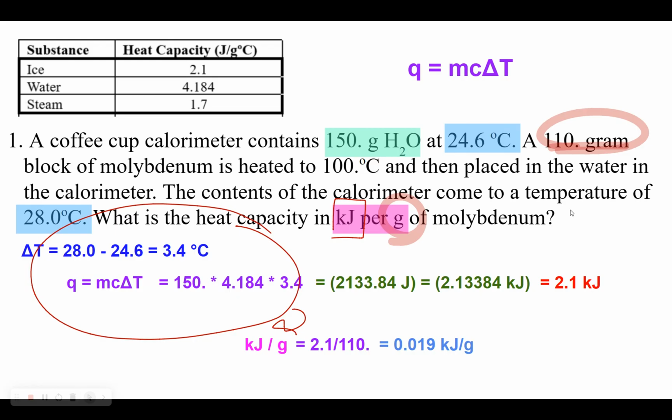So hopefully that's not too bad. It's just kind of a more complicated Q equals MC delta T problem where we're using information about multiple substances to come up with an answer about this energy change.